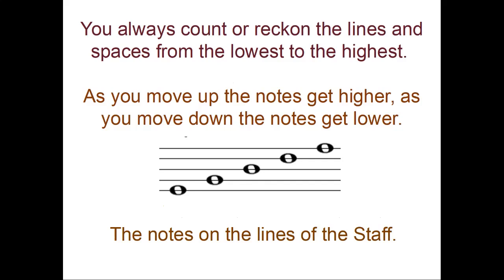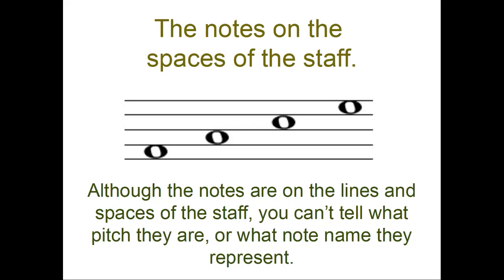You can always count or reckon the lines and spaces from the lowest to the highest. As you move up, the notes get higher. As you move down, the notes get lower. And there is an illustration of the notes on the lines of the staff, and the notes on the spaces of the staff.